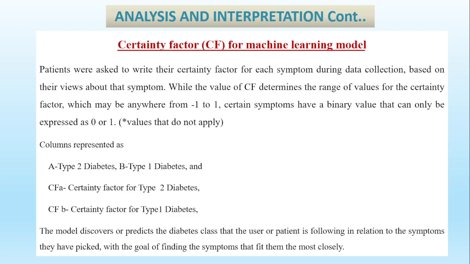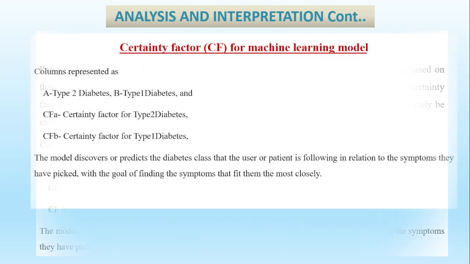Certain symptoms have a binary value that can only be expressed as 0 or 1. Some values do not apply. Columns represent A type 2 diabetes and B type 1 diabetes, and CFA means the certainty factor for type 2 diabetes, and CFB the certainty factor for type 1 diabetes. The model predicts the diabetes class that the patient is following in relation to the symptoms they have picked, with the goal of finding the symptoms that fit them most closely.